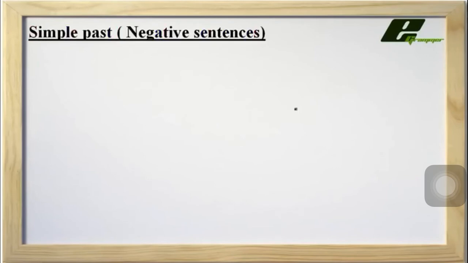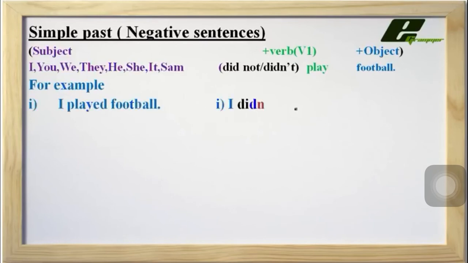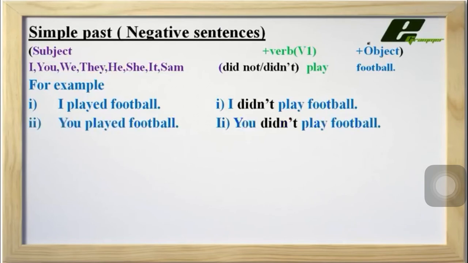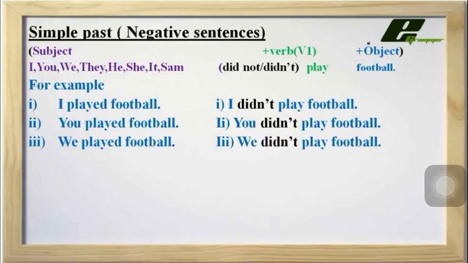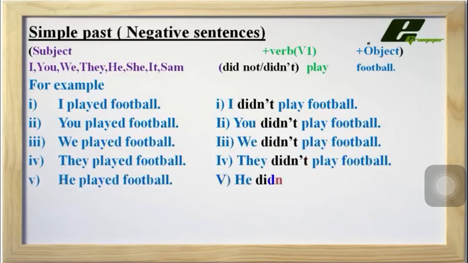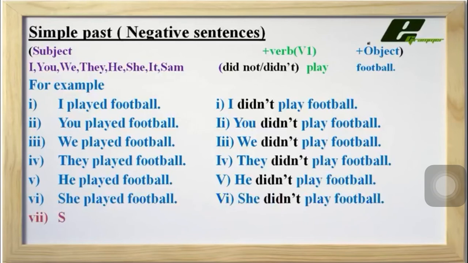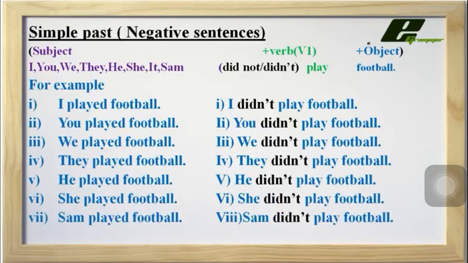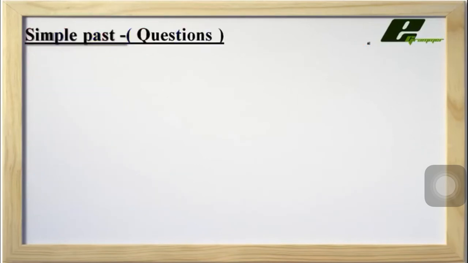Now, let us make some negative sentences. Have we made negative sentences already? No. We are going to use the short forms of did not. For example, I played football. I didn't play football. Understood? Now, see another example. You played football. You didn't play football. We played football. We didn't play football. They played football. They didn't play football. He played football. He didn't play football. She played football. She didn't play football. Sam played football. Sam didn't play football.